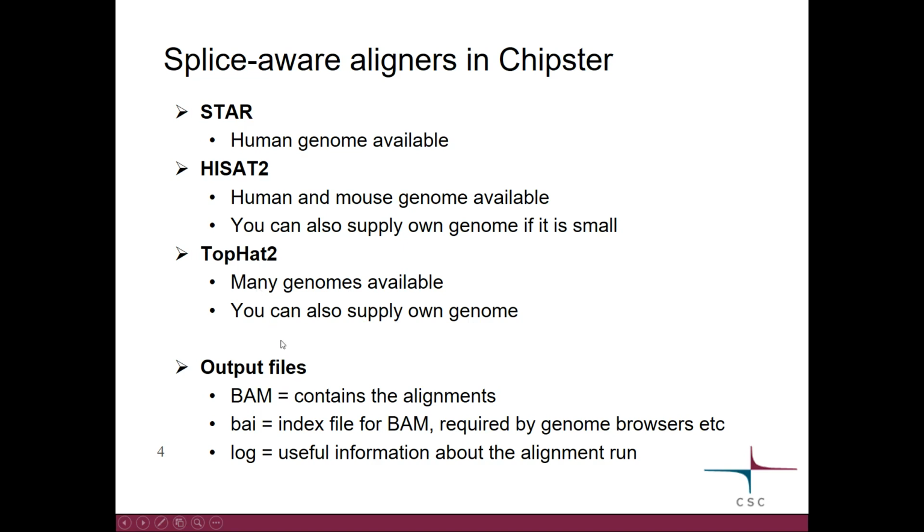All of these produce similar output files. They all produce a BAM file. In a moment, we will look in more detail at what the BAM file structure looks like. But basically, BAM is the file that contains the alignments. Then there is an index file for BAM called BAI, which is required for genome browsers and also some analysis tools. The log files produced by aligners can be very useful in order to check how the alignment run went.